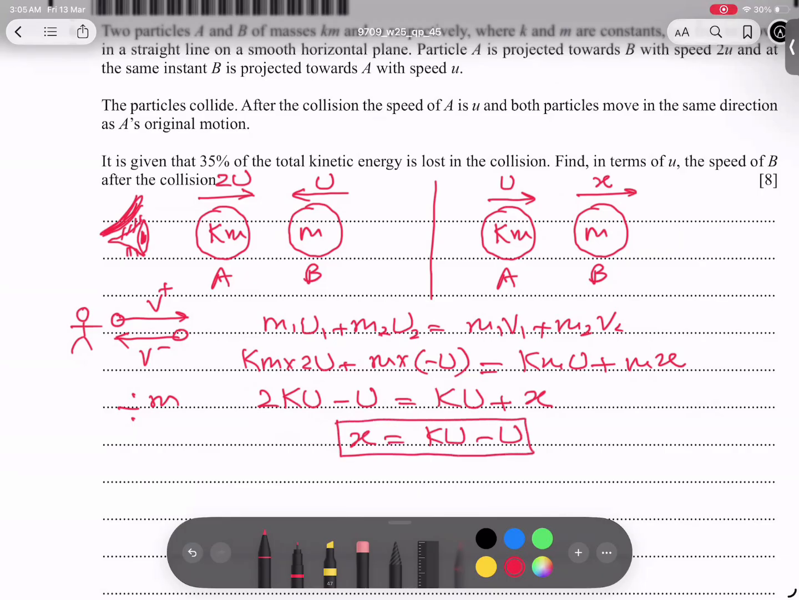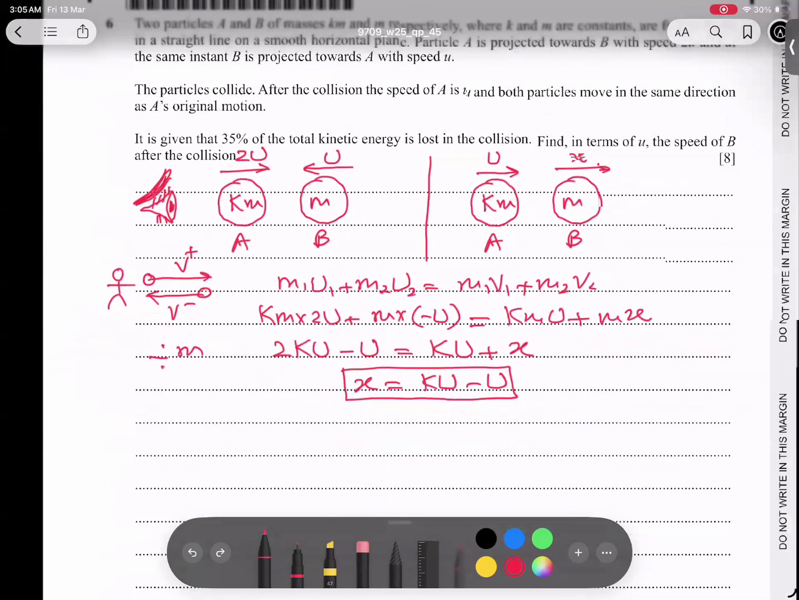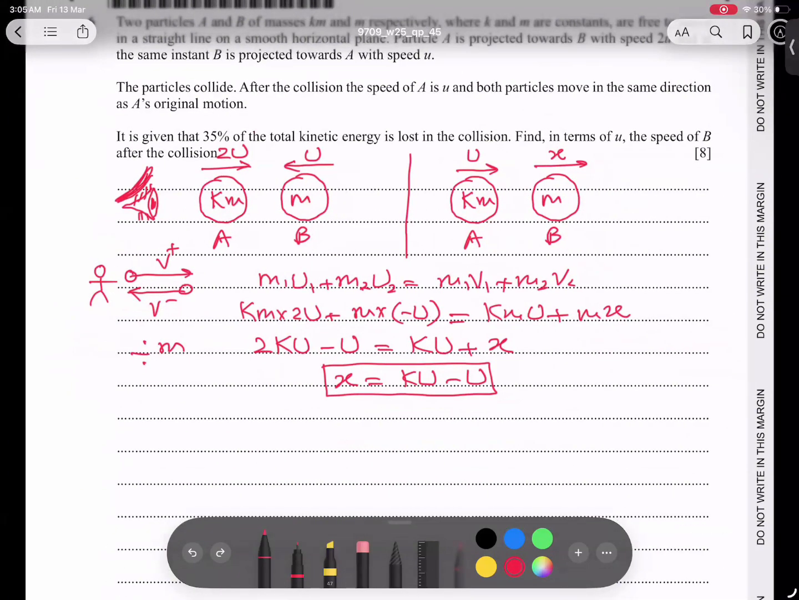Okay, I think that's clear. I need to find this x. The question says to find, in terms of u, the speed of B after the collision. But we have to find how, because it depends on two things, k and u. All right, so let's try to do it, k especially. And the important part here is that 35% of the total kinetic energy is lost in the collision. So we need the kinetic energy before the collision and the kinetic energy after the collision; this is very, very important.